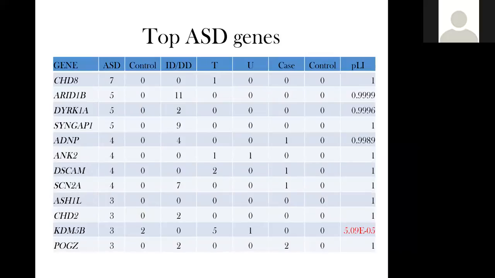But what I think was most striking was that there's actually a higher rate of de novo protein truncating variants in intellectual disability and developmental delay in genes like ARID1B and SYNGAP1 and ADNP and SCN2A than in ASD, which might suggest, and we're following this up, that these genes actually confer more risk to intellectual disability and developmental delay than autism. Of course, it depends on the diagnosis. There are a lot of caveats with that statement, but it's a rather striking finding that we're seeing far more of these variants in different phenotypes.